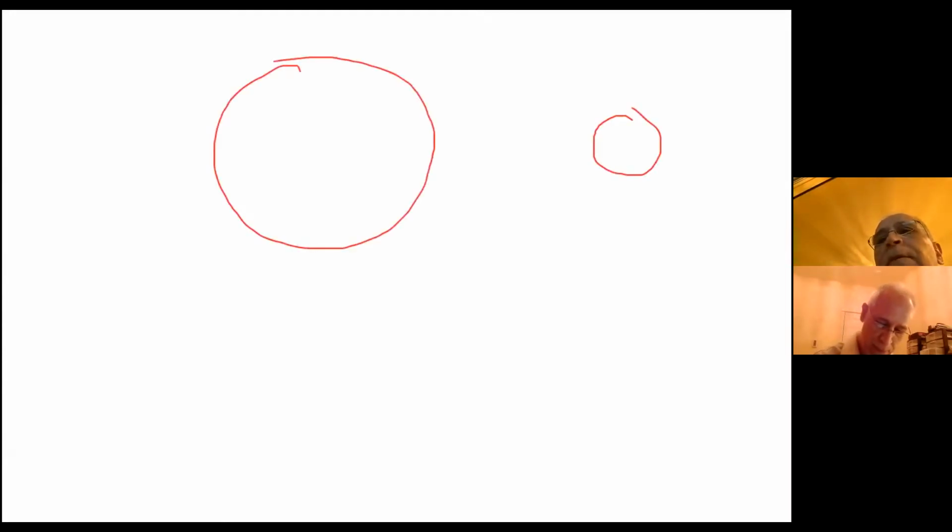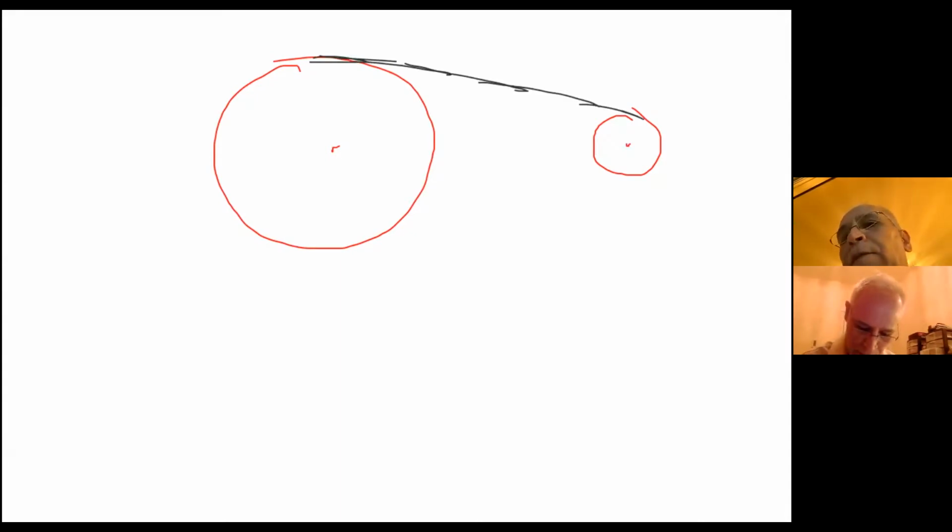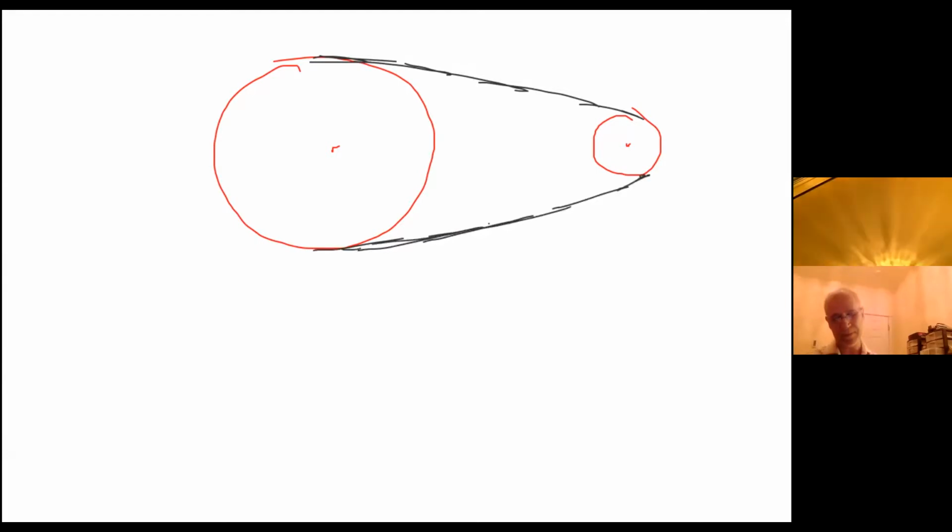Let me go to the next page. I have a good problem here. We have two pulleys that are connected by a belt. We have one pulley in here and a bigger one in here. These are, of course, circular, and they rotate. They are connected by a belt.